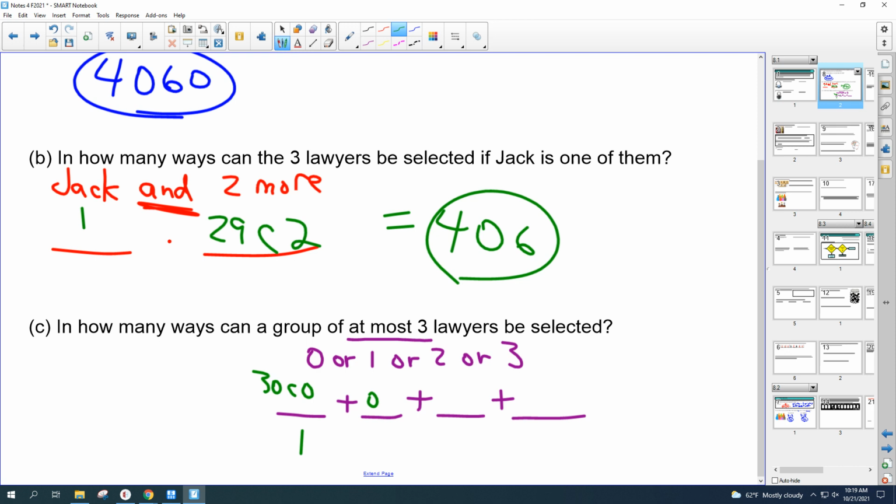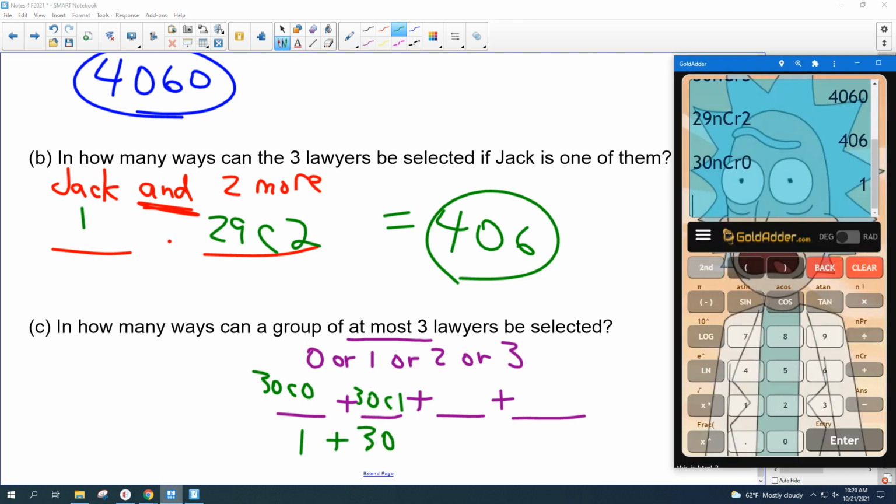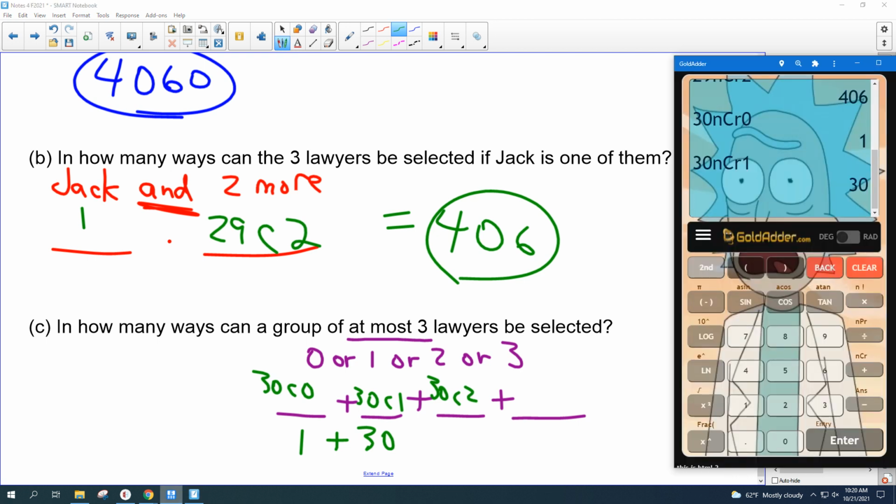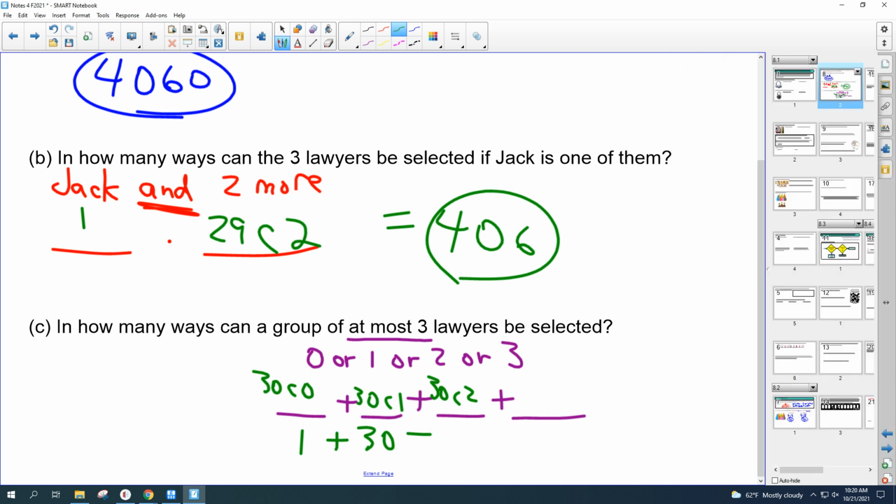Or out of the 30, I'm going to choose 1 lawyer. How many ways are there for me to choose 1 lawyer? Yeah, it's going to be 30. And that's another thing you should probably memorize. Anytime you choose 1, it's just going to be the number. Or if I pick 2, that's going to be 30 choose 2. I can't do that one in my head because that formula is kind of complicated. But I don't have to do it in my head. 30 choose 2 is 435.